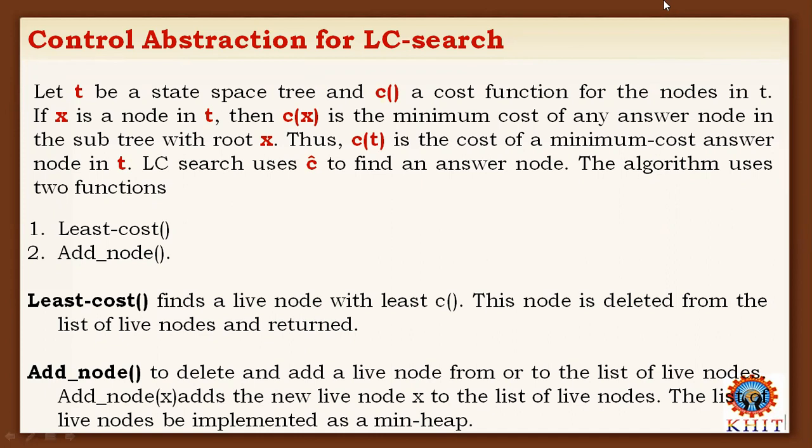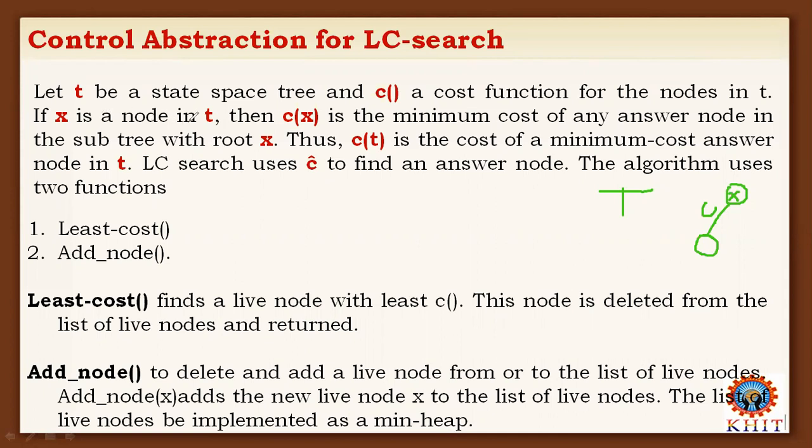Now consider T. What is T? T is a state space tree. Next, what is C? C means cost. The cost from one vertex to another vertex is defined by C. This is called the cost function for the nodes in the tree T. So these nodes are in the given tree T only. Assume X is a node.